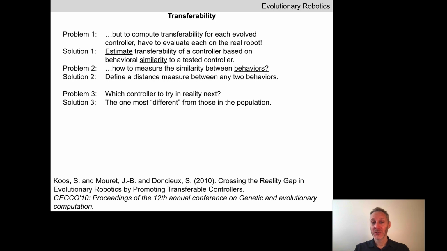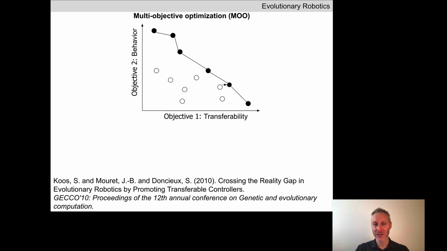What the authors chose to do in this case was to send the controller that's most different from those in the current population. So remember that multi-objective optimization gives us back this Pareto front. We usually don't have a clear winner. There isn't one controller in the population that has higher behavior and higher estimated transferability than all the other controllers in the population. Some have higher estimated transferability, and some cause the simulated robot to move faster. Which one do we send?